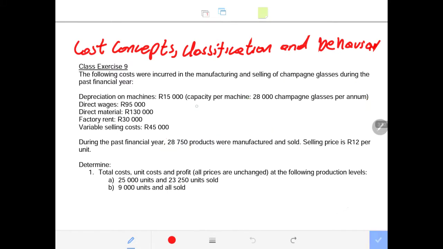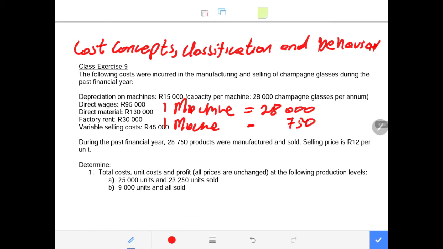In other words, we are saying one machine is equal to 28,000 units. And if we need to manufacture more than that, we need another machine. We produced another 750, which is above the 28,000 maximum capacity. That is why the 28,750 units of production came into play. So we used 2 machines. One machine to produce the 28,000 that one machine can manufacture over a period of a year, and another machine to produce the 750 units, for a total of 28,750.